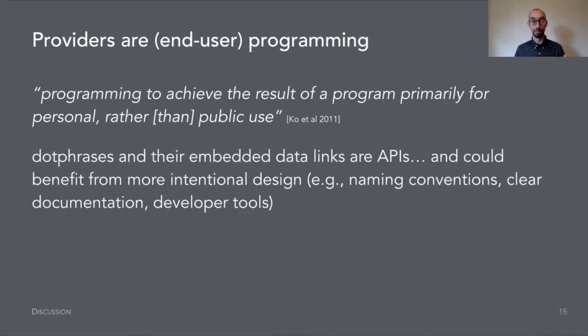One is the thought that these dot phrases and the embedded data links are really application programming interfaces. And we might want to think about best practices for APIs and how to structure and guide use of these dot phrases. So for example, encouraging naming conventions or verb action first naming on the name of these dot phrases, providing clearer documentation so providers can search for existing phrases that have been created by other people. Currently, that's very difficult to do in many electronic health records. Or providing developer tools to scaffold and guide providers as they create these phrases, noting where there might be some sources of redundancy or redundant data links that are just going to pull in the same data twice in a single template.